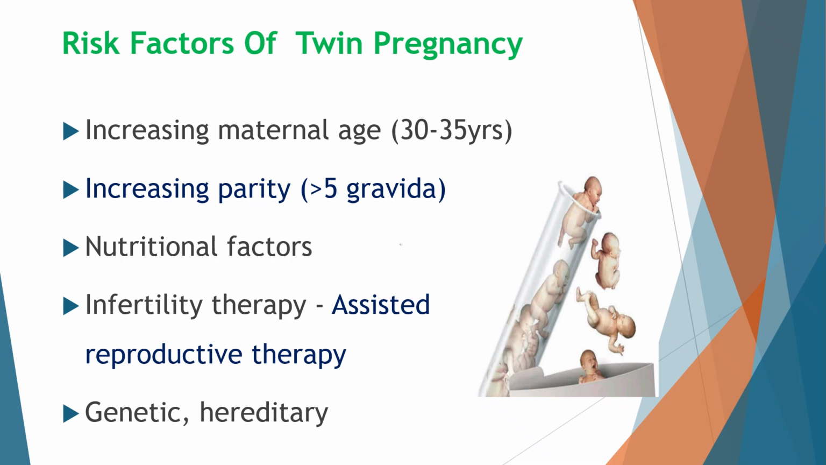Another factor is increasing parity, meaning women who have had many previous pregnancies, particularly more than 5, have a higher chance of twin pregnancy. Nutritional factors also play a role, as well-nourished women may have a greater tendency for multiple ovulation. Infertility treatment, especially assisted reproductive therapies, such as ovulation induction and IVF, significantly increases the chances of twin pregnancies. Lastly, genetic or hereditary factors are important, as a family history of twins can increase the likelihood of having twins.